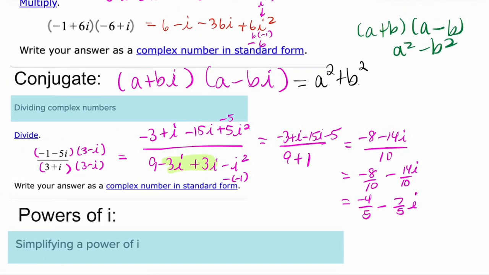Do we have any questions about how we divide a complex number?